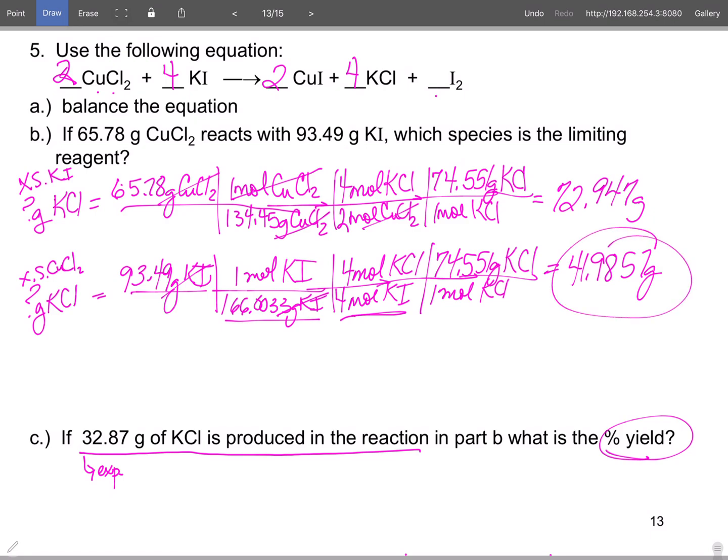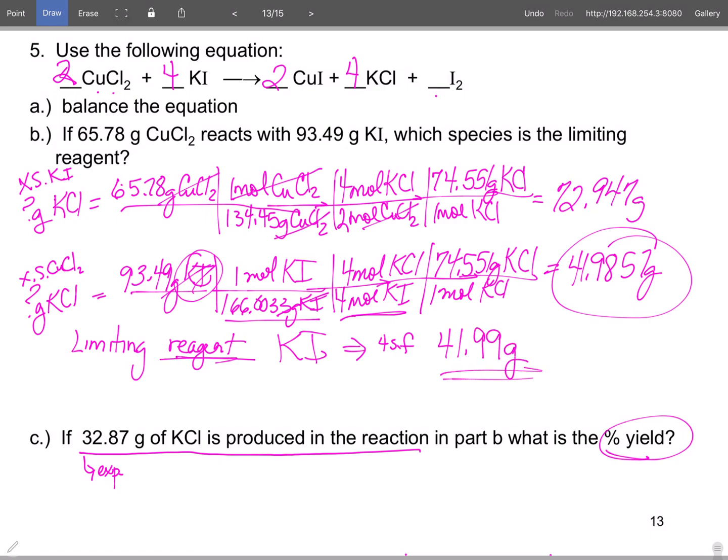So this is the smaller amount, but the word limiting reagent involves the word reagent. So the limiting reagent is a reactant, not a product. So it's the one that's going to run out first. So that would be this one right here. So it's going to be KI. That means then we go back and look at significant figures. We are using 4 significant figures. So we get 41.99 grams of the KCl is generated. And that is ideal, so that's theoretical.